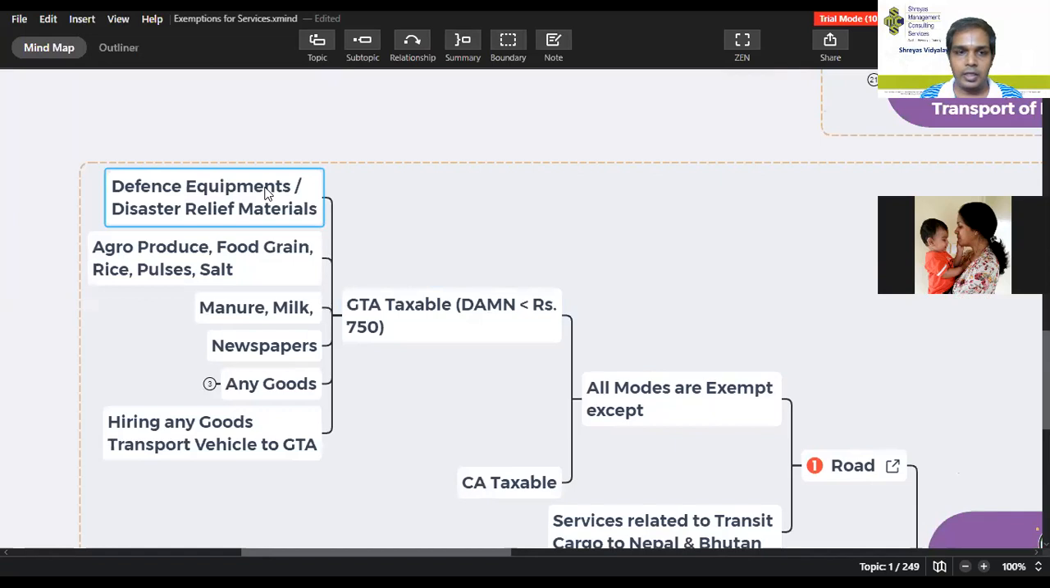So for example, you have floods and the government arranges through transportation for all the food packets. Defense equipment is quite obvious to know. All these products are very important, crucial for the defense of the country, so the government has given exemption for it. At the same time, disaster relief materials have also been exempted. Transportation of disaster relief is exempt from GST.